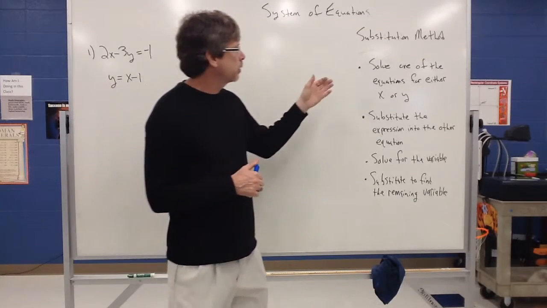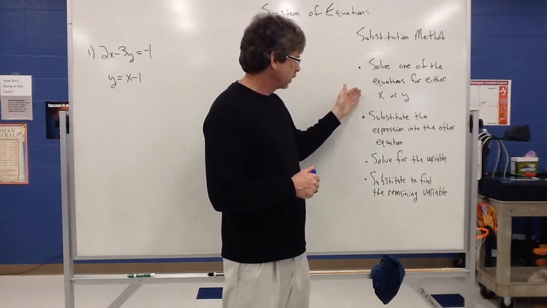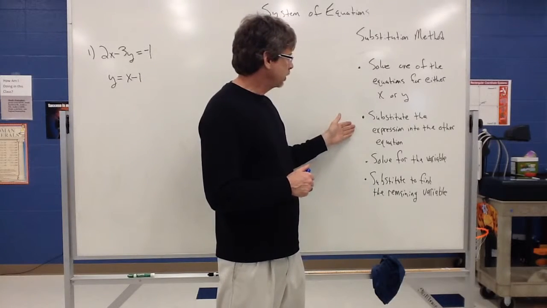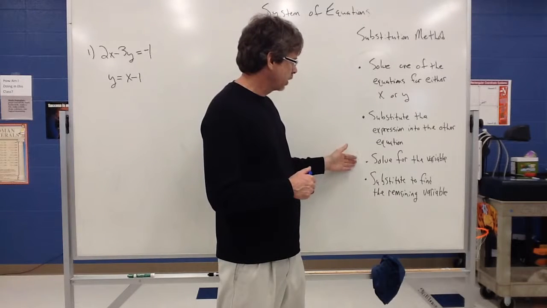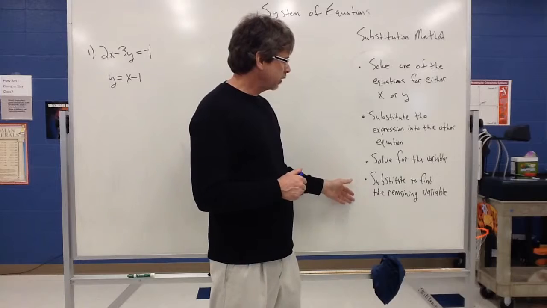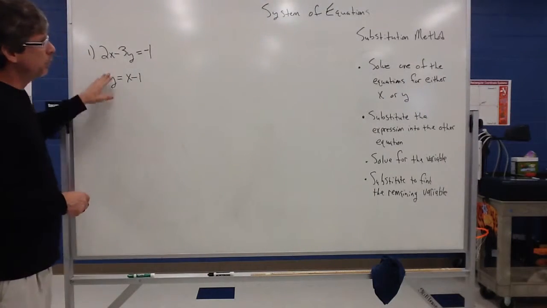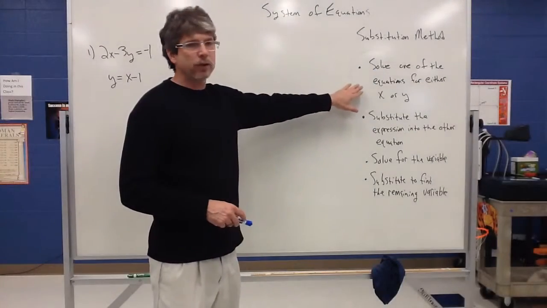So the method says solve one of the equations for either x or y. And then we're going to substitute the expression into the other equation. We're going to solve for that variable. And then we're going to substitute in to find the remaining variable. So step one, we want to solve one of the equations for either x or y.